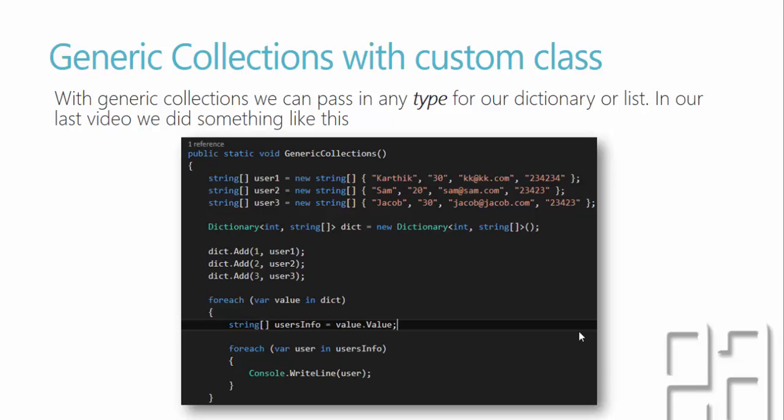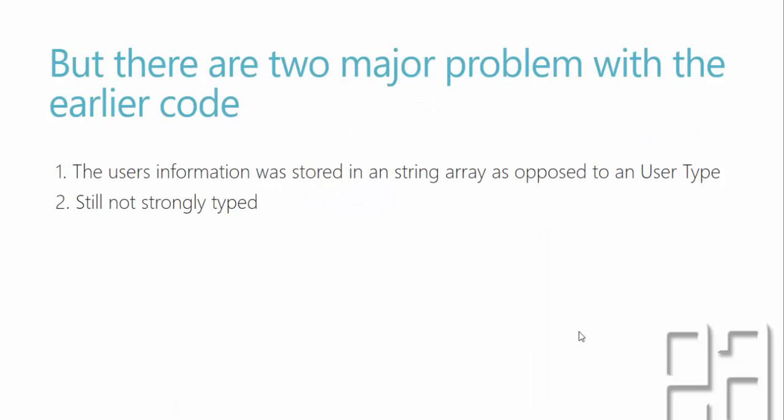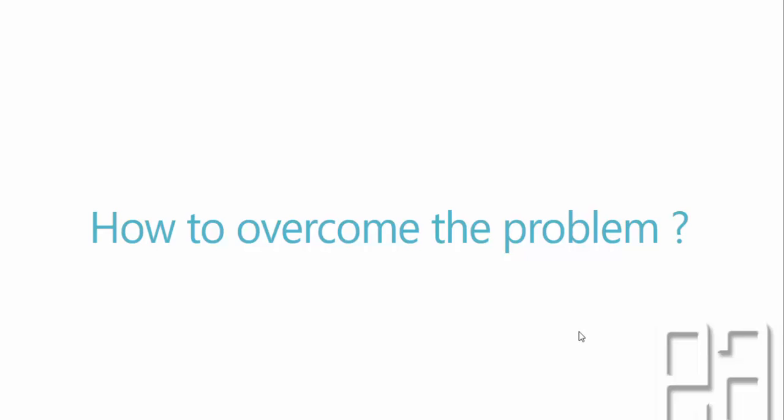It was a pain because it doesn't have any metadata to tell that this information belongs to a name, which is Karthik, and 30 is an age, and kk@kk.com is an email. So these were some of the pains, and we say that it is not strongly typed as well. It's just a collection of strings within an array, which is a pain. So how do we overcome this problem then?